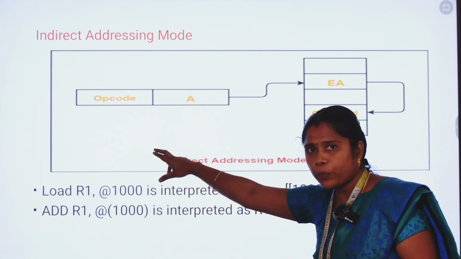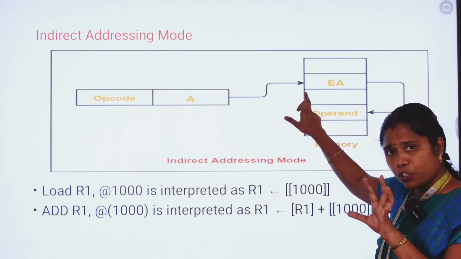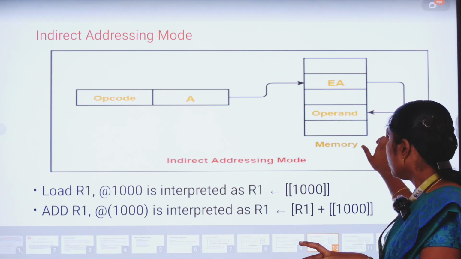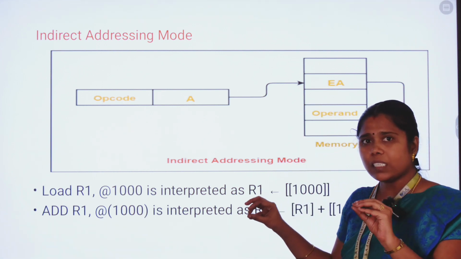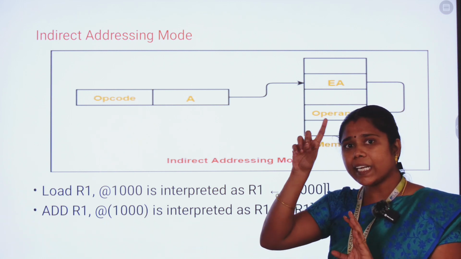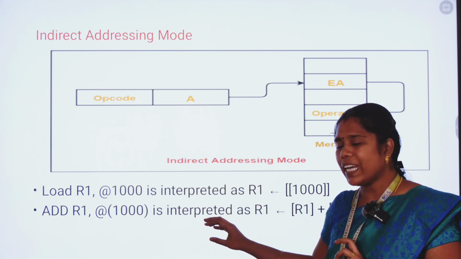You are given an opcode and then an address value. Go to the address. That address shows the effective address of the operand. That is, from that address you have to go to the next location to find the operand. So here the address specifies only the effective address, not the address of the operand. So indirectly you can fetch the operand. This type of addressing mode is called indirect addressing mode.